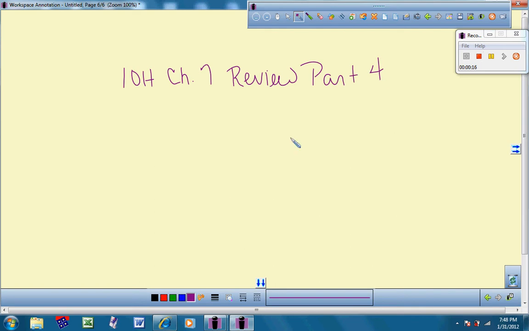Let's go ahead and solve some functions. We are now up to example 20. Let's say we have the cube root of 2x is equal to 4.